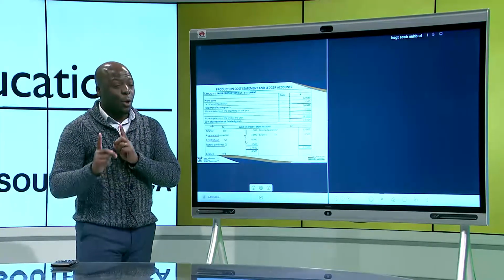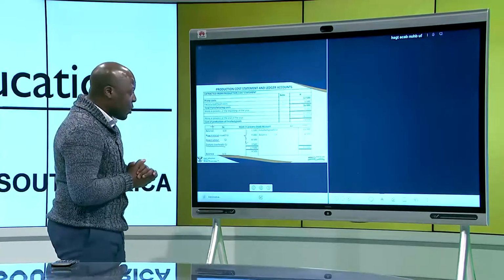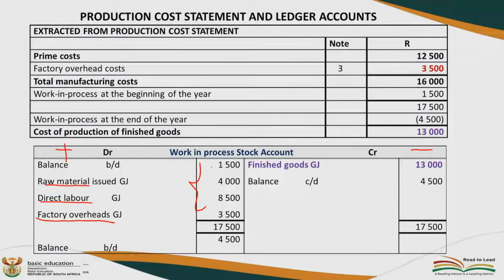And then now, as I said earlier on, you will have work in process at the end of the year. So we're going to come now to our work in process at the end of the year, this particular year, and it's 4.5. So we close off a ledger account, side with the highest amount. 1.5 plus 4 plus 8.5 plus 3.5 gives you 17,500. 17,500 also comes here. Then 17.5 minus 4.5. Then we find our finished goods is 13,000 there.